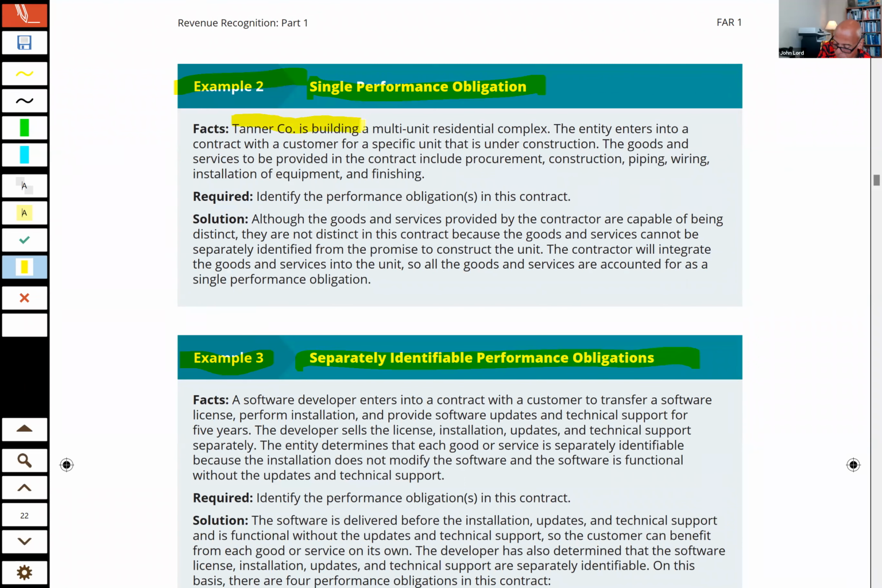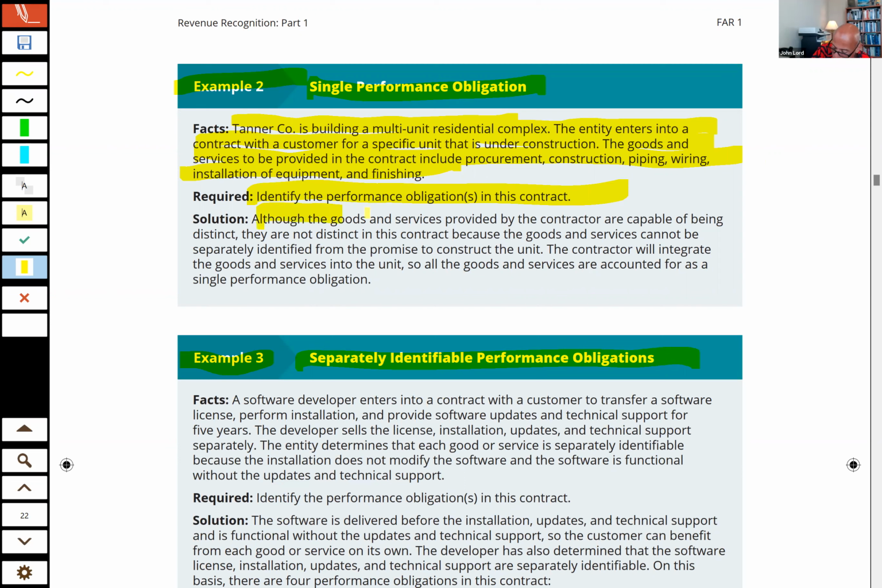Tanner Company is building a multi-unit residential complex. The entity enters into a contract with a customer for a specific unit that is under construction. The goods and services to be provided in the contract include procurement, construction, piping, wiring, installation of the equipment, and finishing. Okay, identify the performance obligations. How many do we have here? We have one, because you can't really walk away with the wiring. You can't say the wiring is a separate performance obligation. It's all going to be for this entire unit. It's all going to come together.